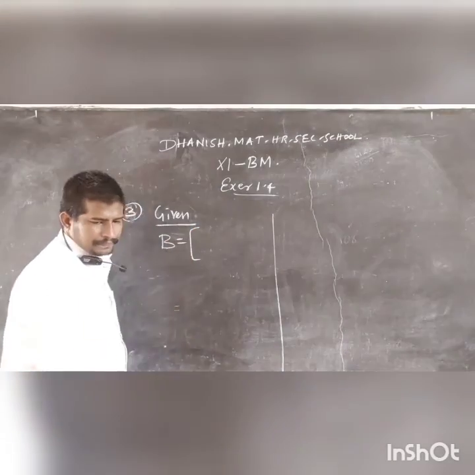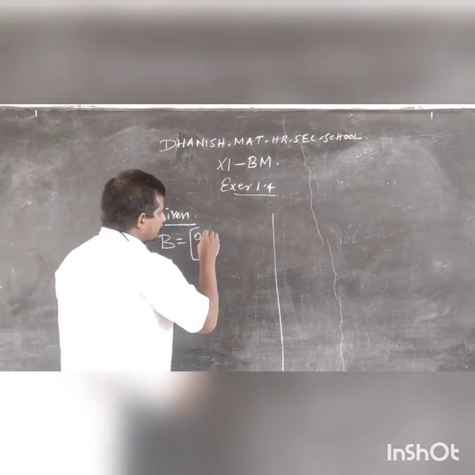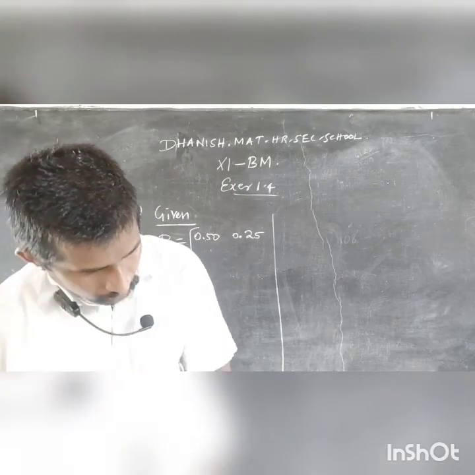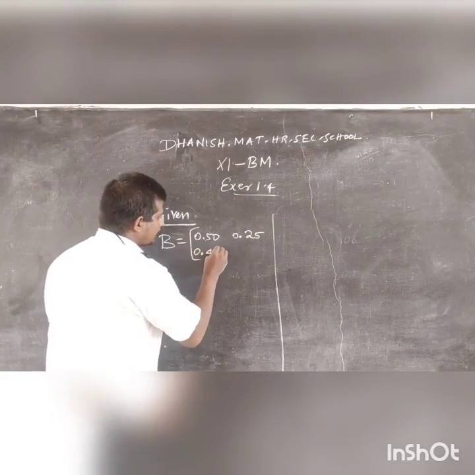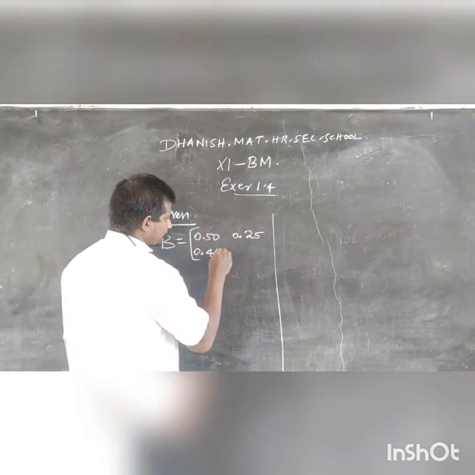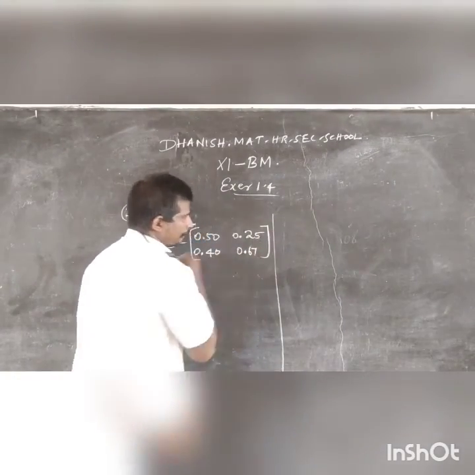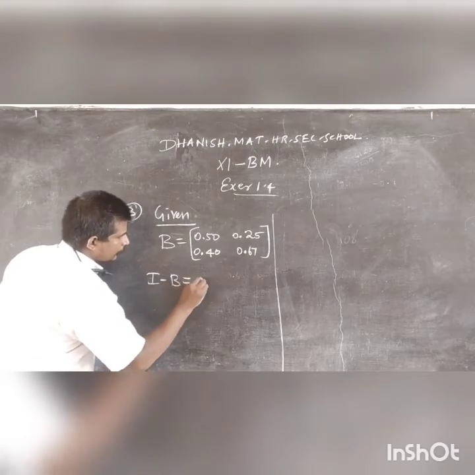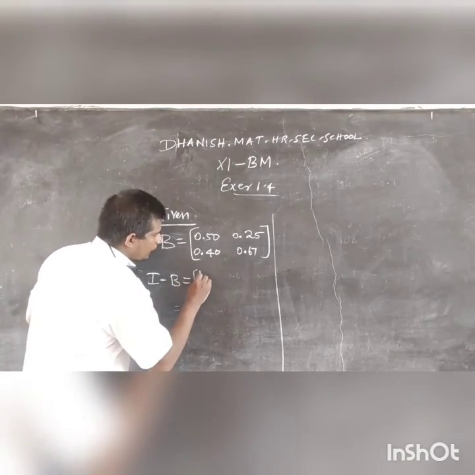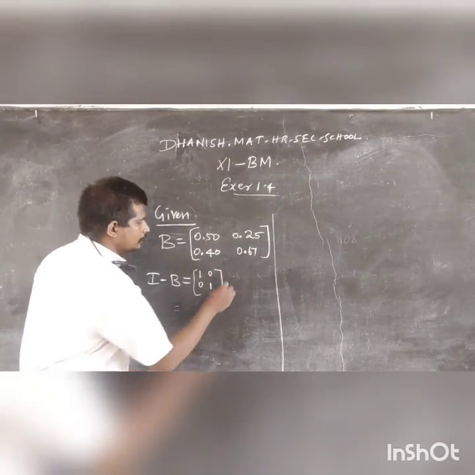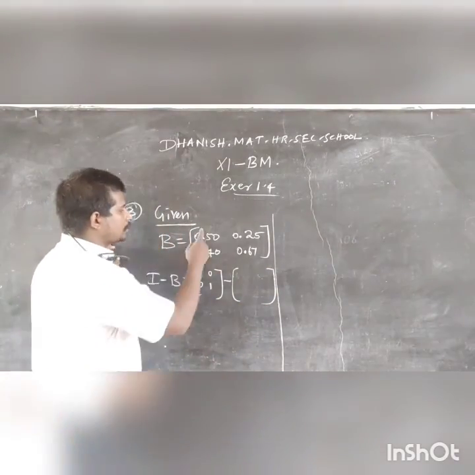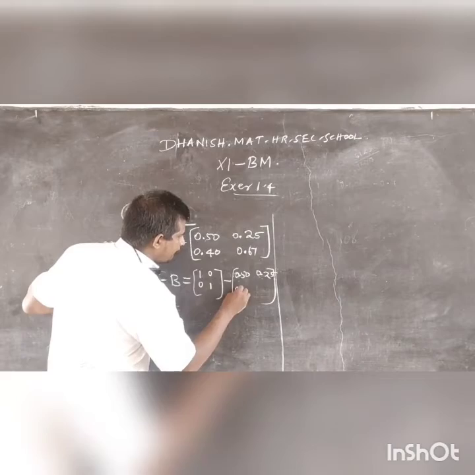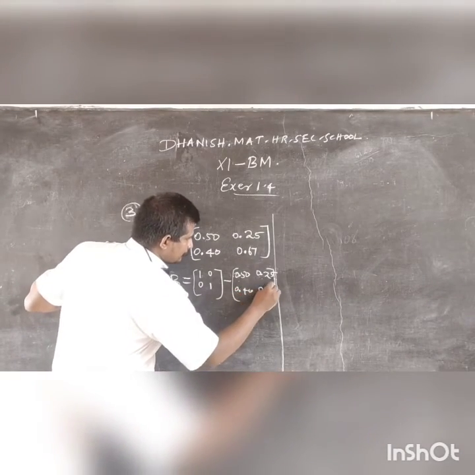What's our given technology matrix? B is 0.50, 0.25, 0.40, 0.67. Now I'm going to find I minus B. What's our unit matrix? 1, 0, 0, 1, minus B. What's our B? 0.50, 0.25, 0.40, 0.67.